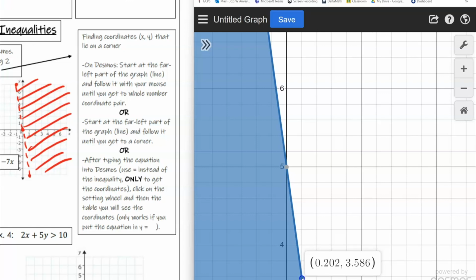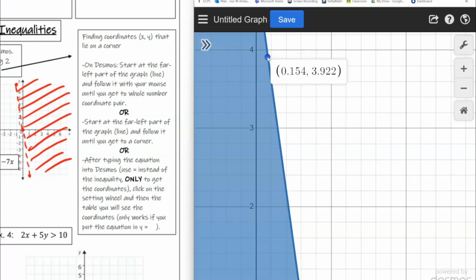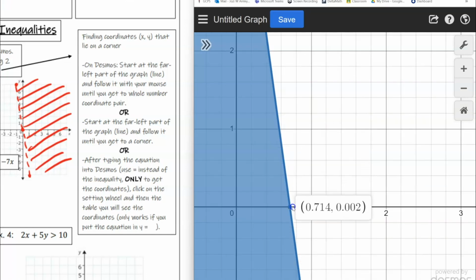Okay, it became smaller, but it didn't help me. So even though it was smaller, it wasn't what I was looking for. So you're just going to keep going. And again, you're looking at the decimals and how they're changing. Keep going, keep going. Yeah, that doesn't help me because that's still a fraction.